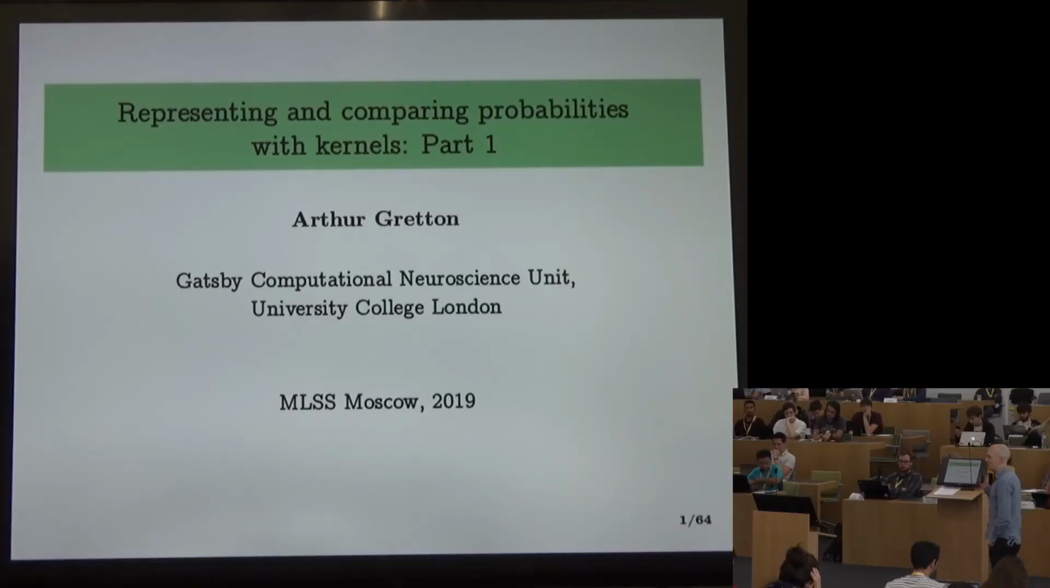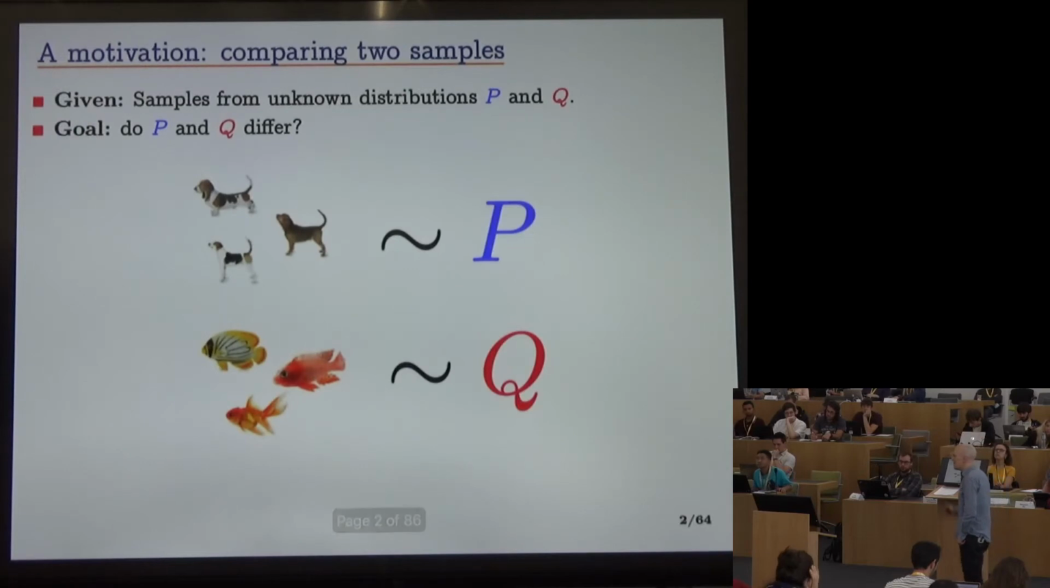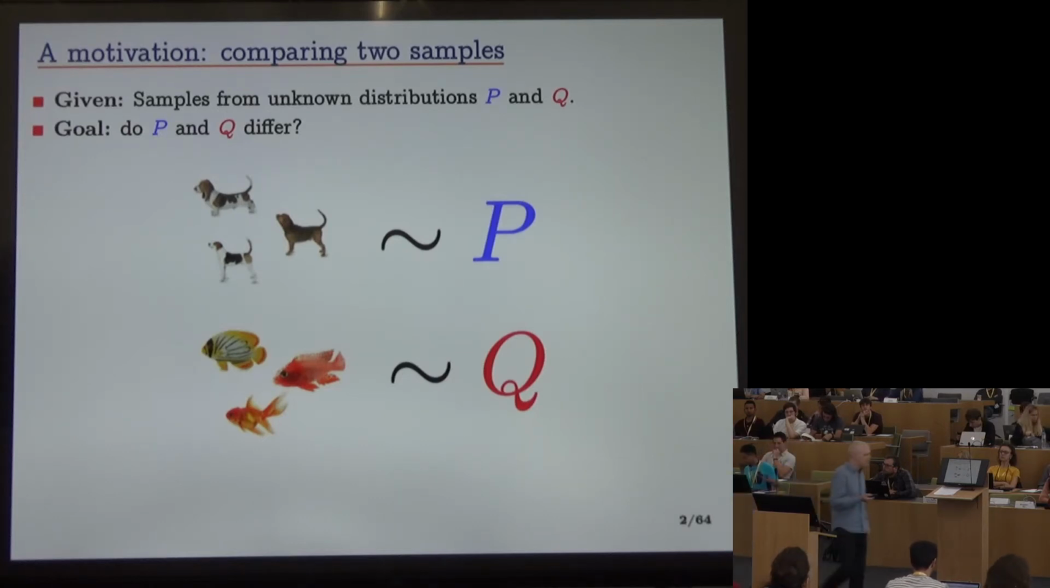Okay, so I'm going to talk about kernel methods. Before I go into technical details, I want to give a little bit of context, a few problems that I'm going to be addressing in the next 3 days. The simplest of these contexts is comparing samples. I've got here 2 sets of samples, a set of samples of dogs and a set of samples of fish. And just from these samples, I want to know whether P and Q are the same or different, okay? So 2 sets of samples, dogs and fish, and from these samples, I want to know if P and Q are different. This is the one problem I'll address.